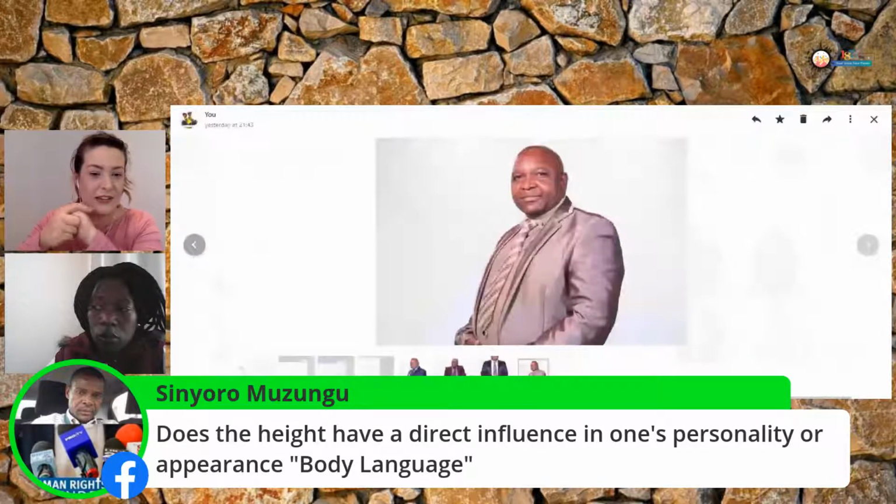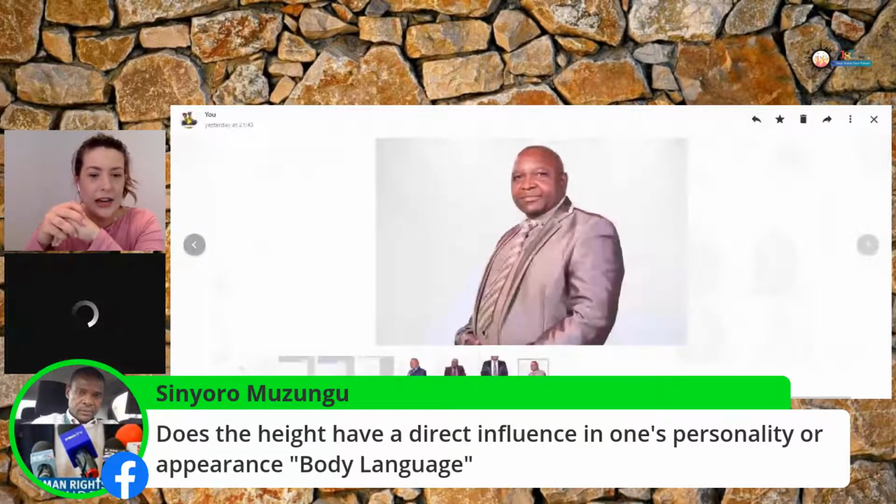I think we've lost Janet there for a moment. Okay, so Senoro asked, does the height have a direct influence in one's personality or appearance, body language?